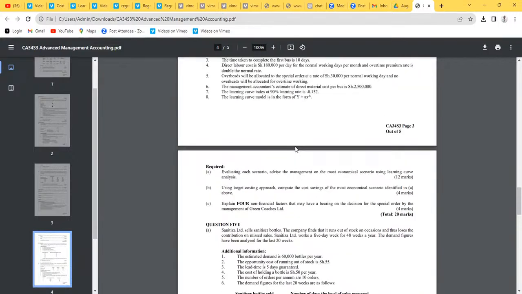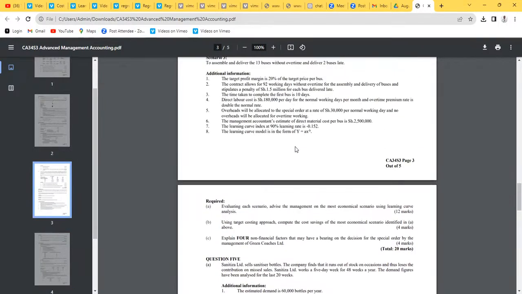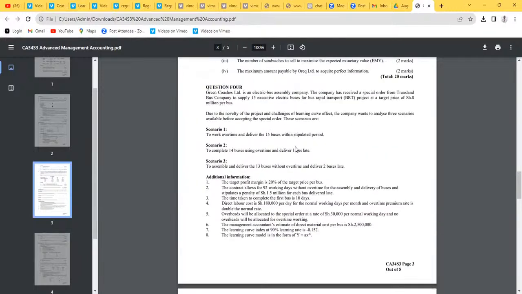So what we need to understand is very, very interesting there. So what do they want us to do? One, to work overtime and deliver the 15 buses within the stipulated period. So let's deal with scenario number one.